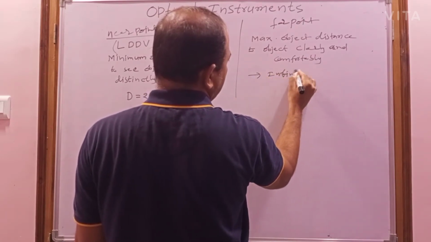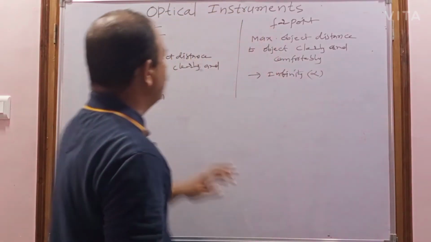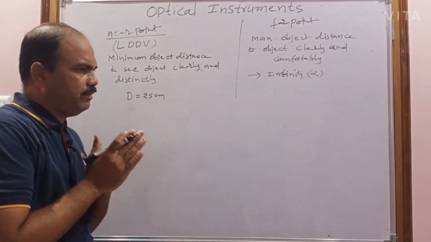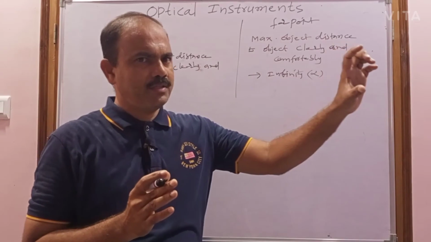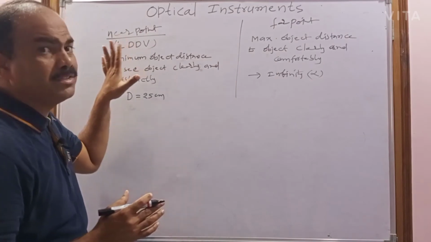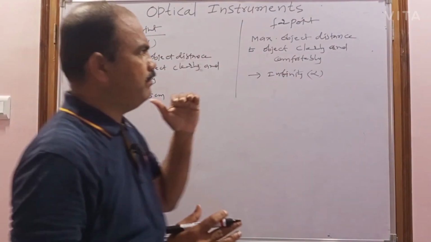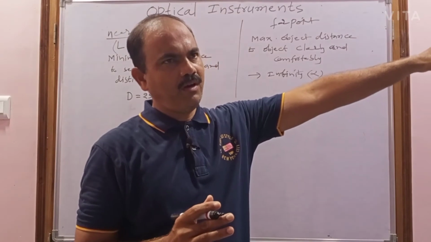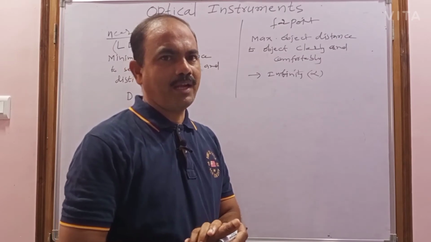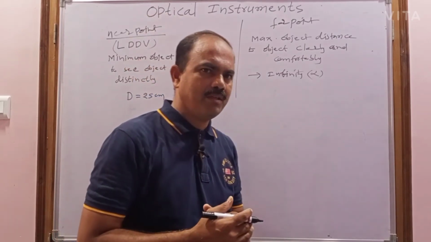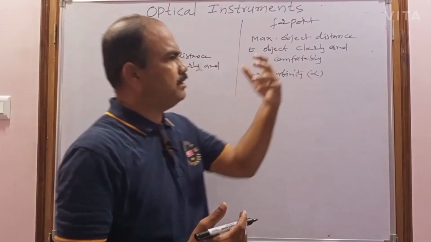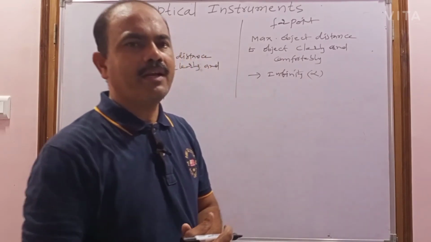So, this is the infinity. The near point distance is nothing but 25 centimeter. That's why when we focus at the near point distance or near distances, our ciliary muscles are strained. And when we focus at the far point distance or a far object or at infinity, our ciliary muscles are relaxed. Remember it. When we focus at the near point, our ciliary muscles are strained, and when we focus at the far point, our ciliary muscles are relaxed.